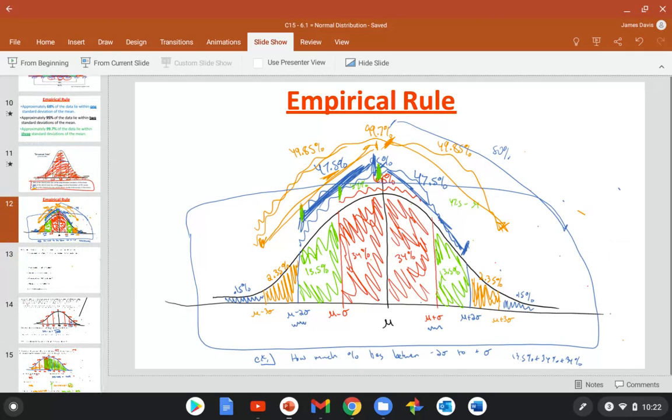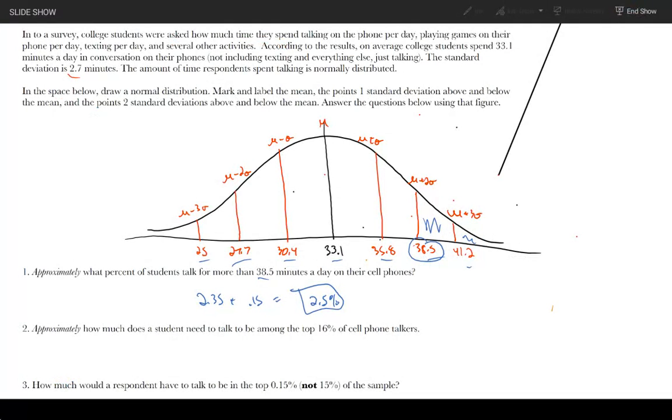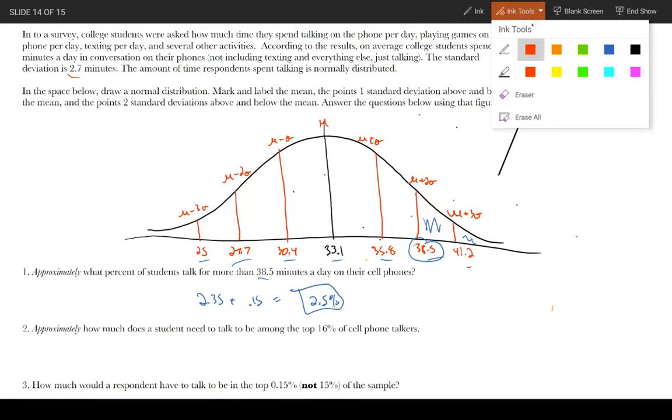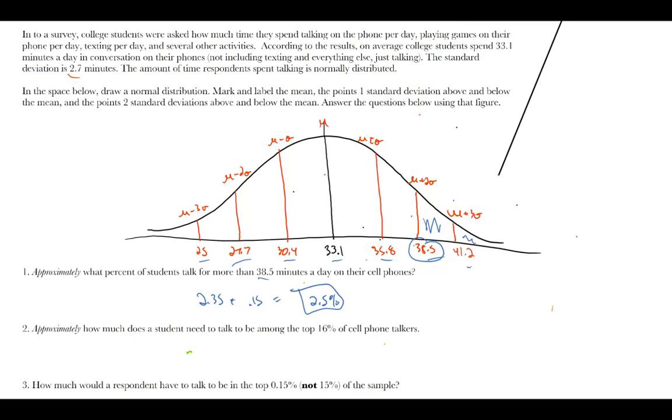So let's go back to that one. So everything greater than that would be 35.8. So in order to be in the top 16%, you would need to talk for 35.8 minutes in order to qualify for the top 16% of talkers. So 35.8 minutes.